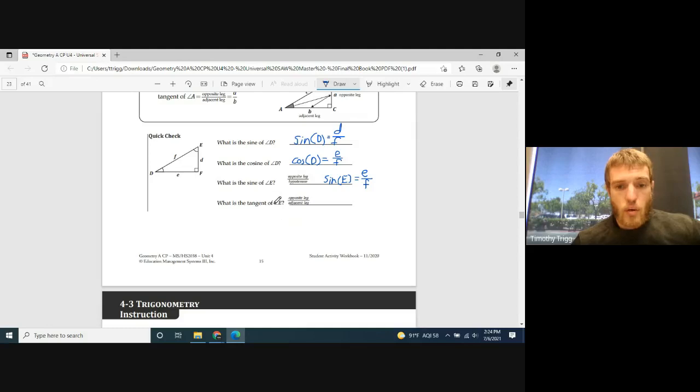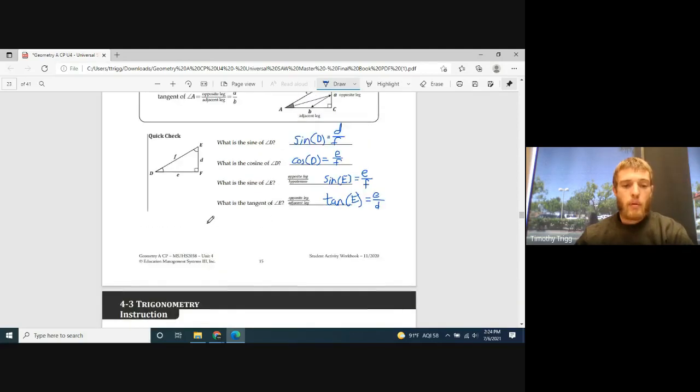Lastly, next one, what is tangent of angle E? So in this case, tangent of angle E equals, so again, tangent's the opposite leg over the adjacent leg. So if I'm looking from angle E, what's the opposite leg? Well, it's lowercase e over the adjacent leg. So if I'm looking from angle E, the adjacent leg, or the leg next to it, is D. And there you go. That's what tangent of E is. Opposite over adjacent for tangent.